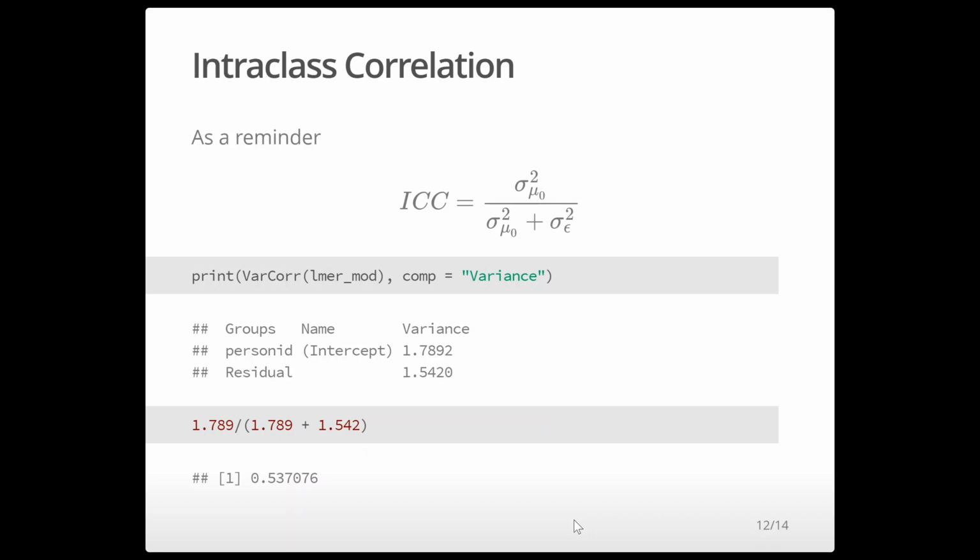And as a reminder, we can get these with the VarCorr function, and we have to call print first to make sure we get variance rather than standard deviation. And then we can just plug in our numbers, and you should know how to do this by hand. It's fairly straightforward. So this goes there, this goes down here, and then this goes down here. So again, sigma squared mu divided by sigma squared mu plus sigma squared epsilon, and that gives us our intraclass correlation.